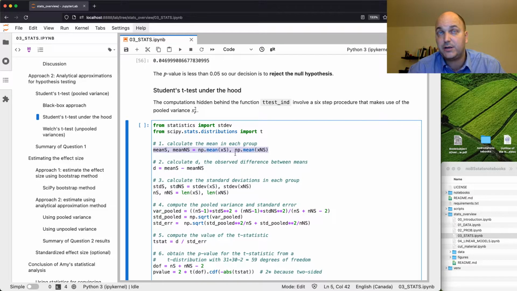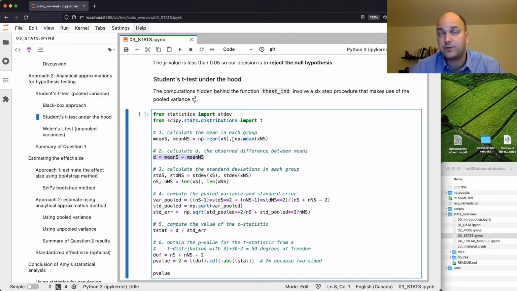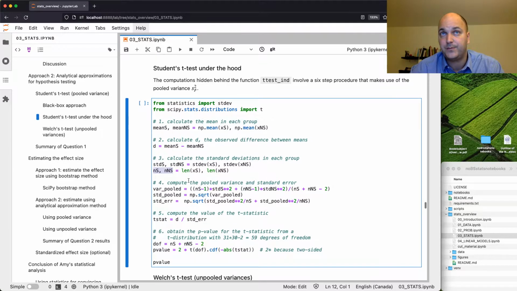We'll compute the two means and the difference between the means in the two groups, as previously. Then we're going to compute the standard deviation from the samples. The sample sizes are important too. Then here is a complicated expression for the pooled variance. The pooled standard deviation is the square root of the pooled variance.